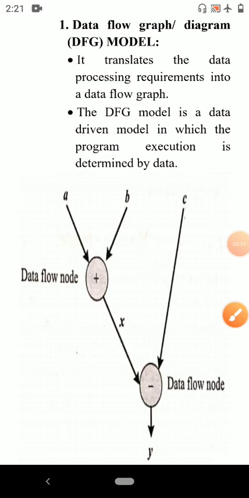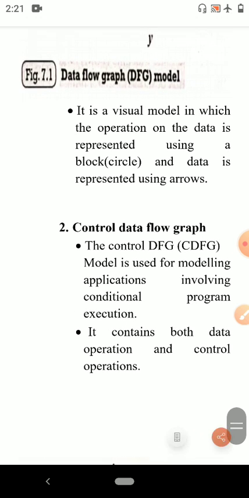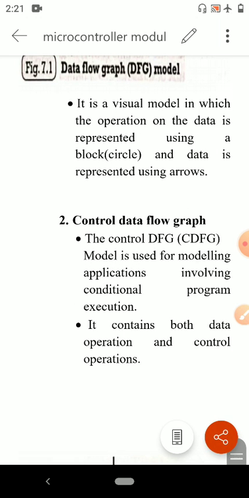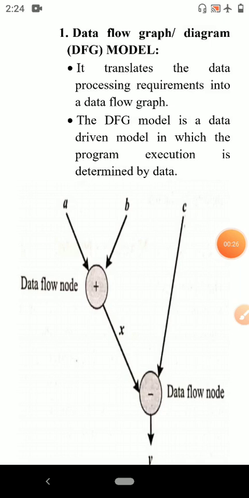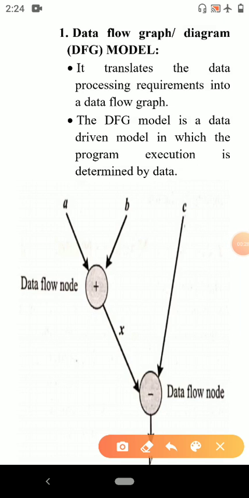Hello students, here I am going to discuss computational models in embedded system design. There are many computational models, but in this video I am going to discuss the data flow graph model and the second one, the control data flow graph. First one, data flow graph or diagram, DFG.